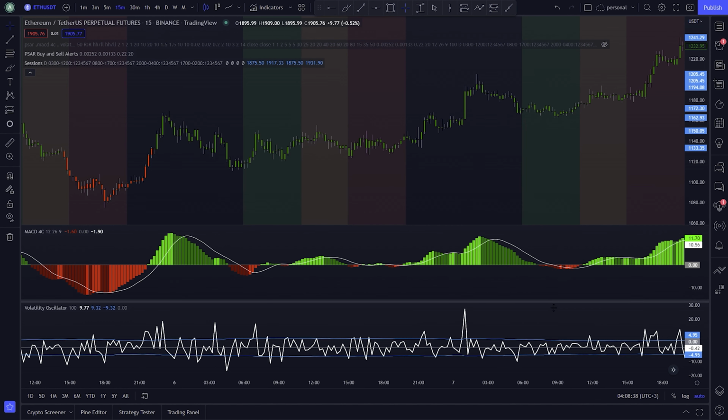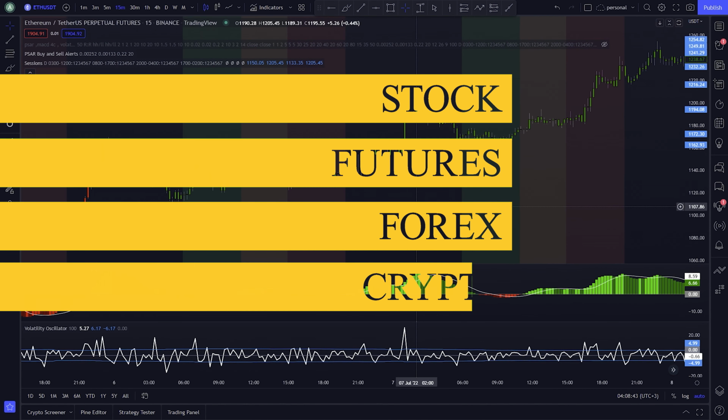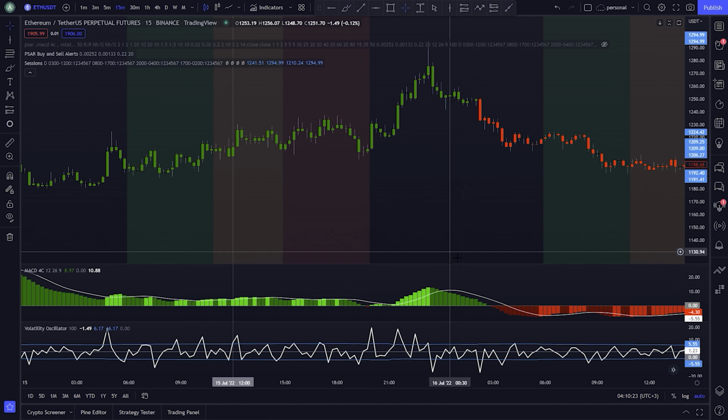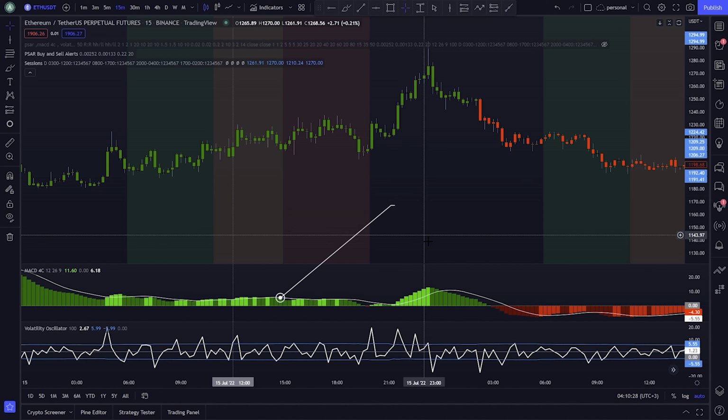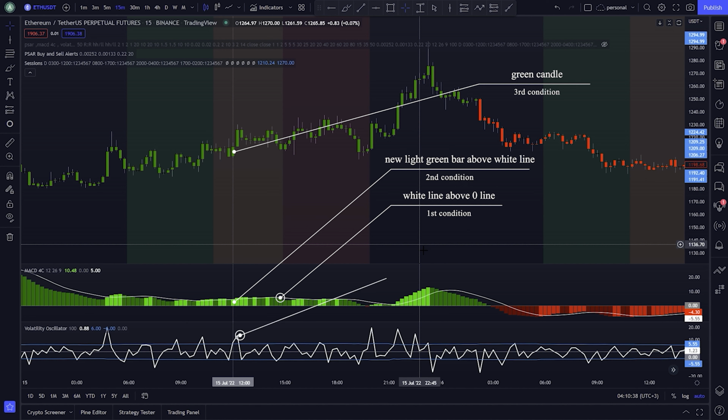This strategy can be used in all types of markets: stocks, futures, forex, and crypto. For a long signal to be valid, we have to trade just during the London and New York sessions. The MACD white line must be above the zero line. The MACD indicator has to print a new light green bar above the white line. The candle must be green, and the volatility white line must be above the upper band. Now we can take a long position.